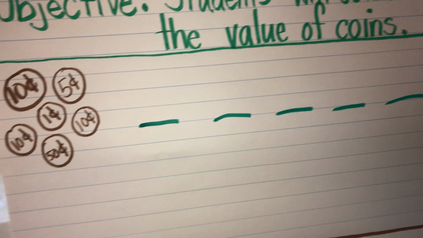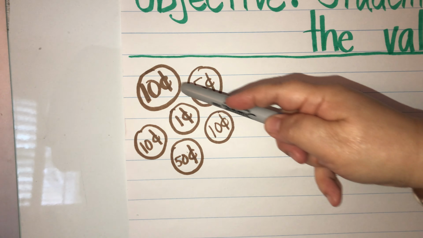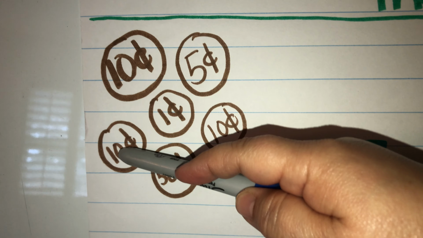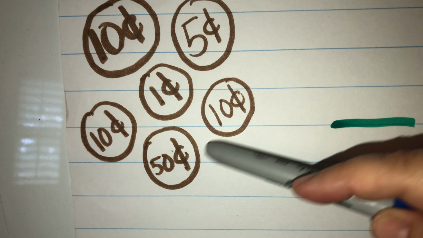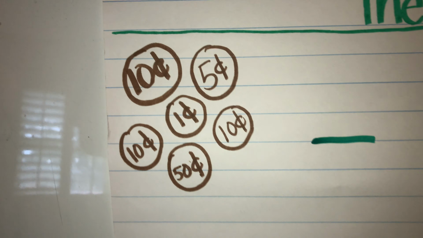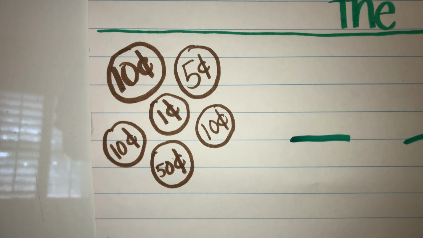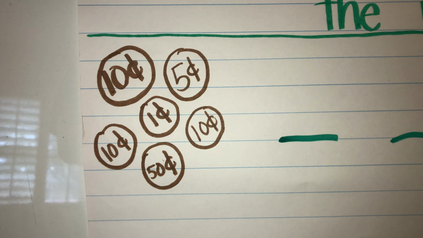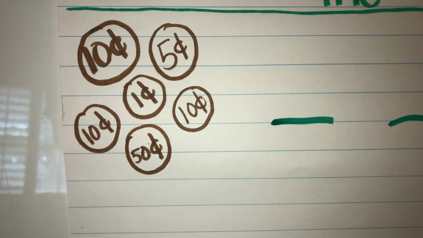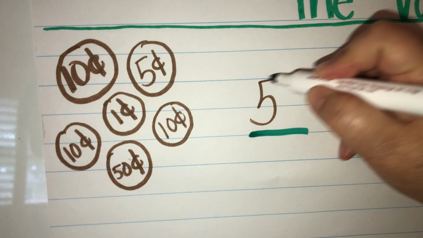And now I'm going to go back and name my coins. So I have a dime, a nickel, a penny, another dime, and a $50, which is the 50-cent coin. And I'm going to put them in order from greatest to least. So if I look at those, I know that the one with the greatest value is the 50-cent coin, which is our $50. So I will write that first.